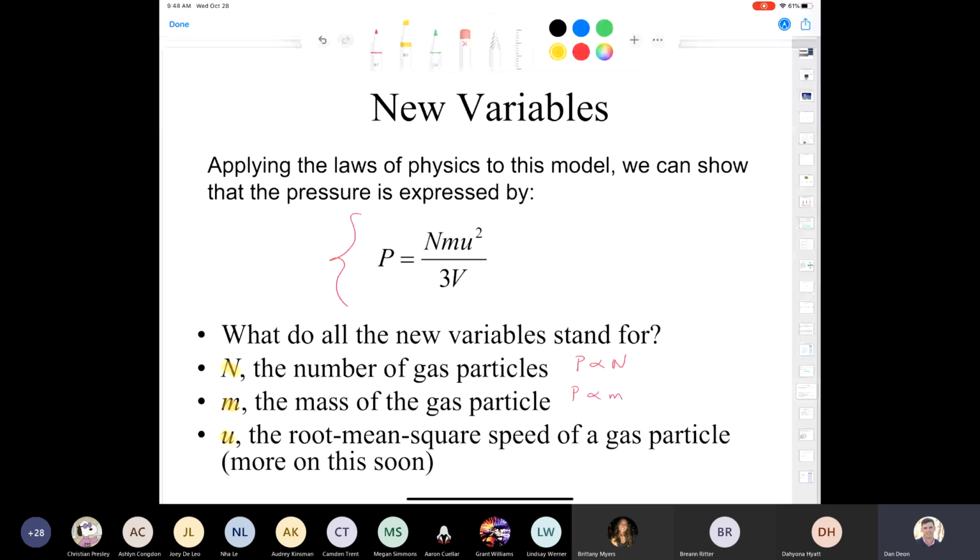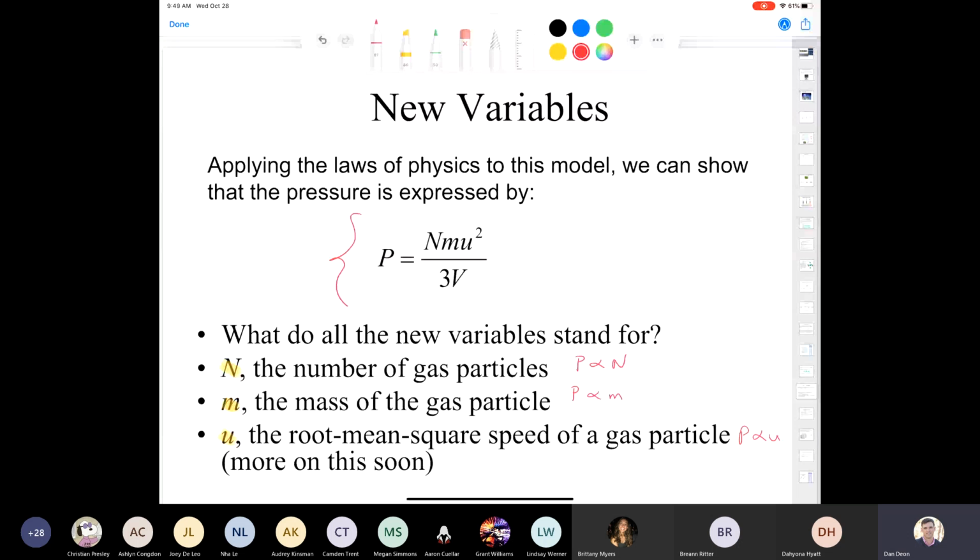You can see that pressure is directly proportional to the speed. Well, that makes sense too. If you have, let's say, a car going at 10 miles an hour colliding against the wall versus a car going at 100 miles an hour colliding against the wall, which one's going to have more force? The one that's moving faster. And so if we compare two gas molecules that are identical, if we have one that's moving faster than another, it's going to exert a greater pressure.